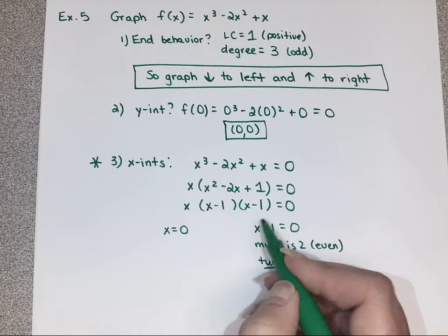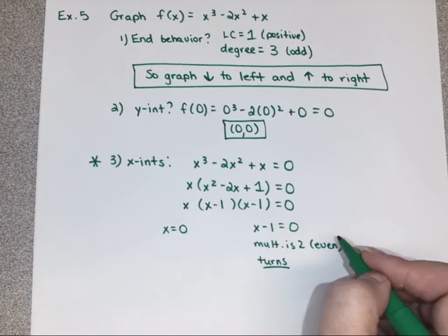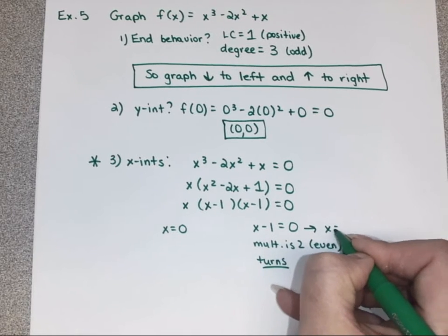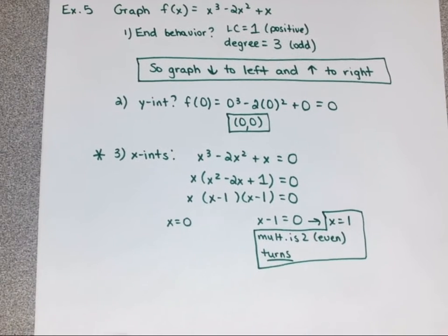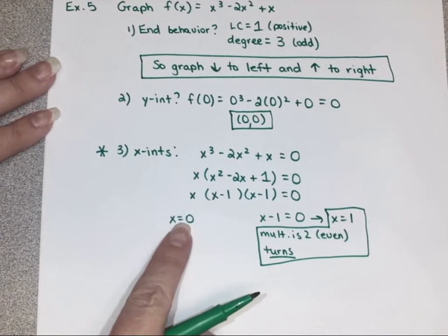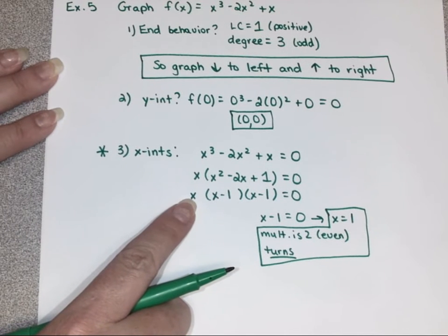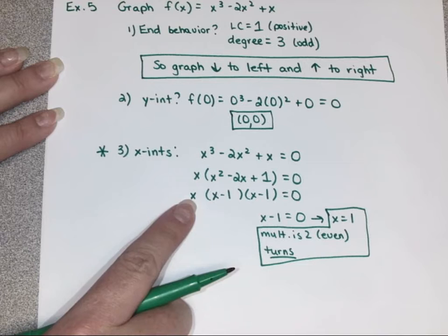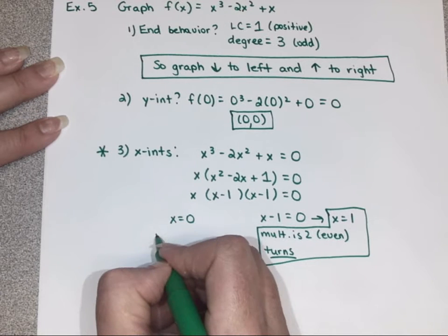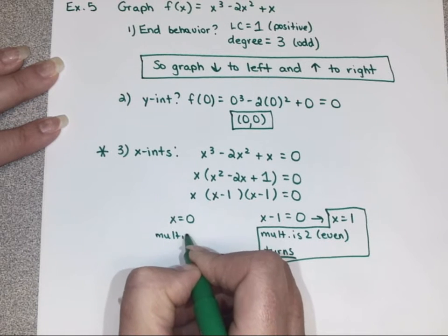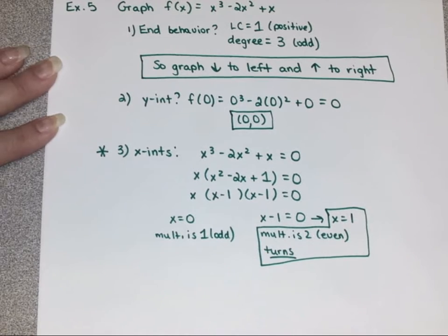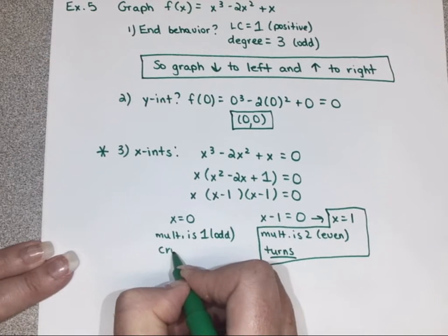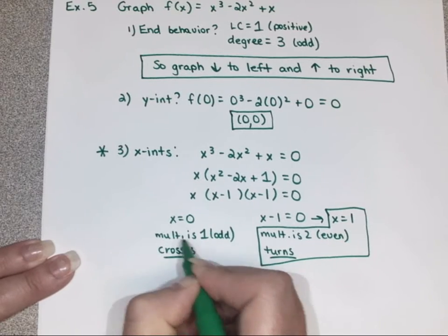Turns? Okay, so I end up getting x equals 1 for the x-intercept, right? And I know that the graph turns. What about this guy? If you look back up at plain old x, there was only how many of them? Only one of them, so the multiplicity of that one's just 1, which is odd. So what does that mean about the graph instead of turning? Crosses.